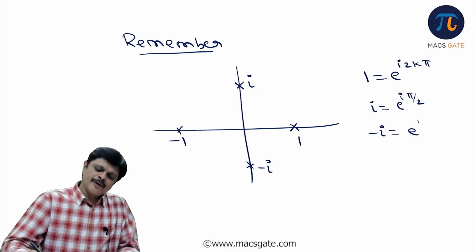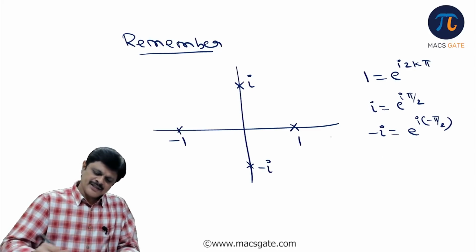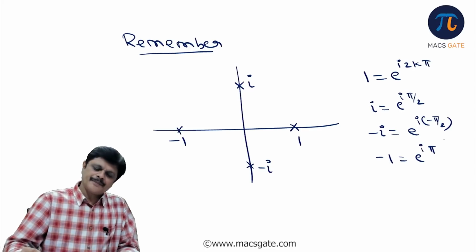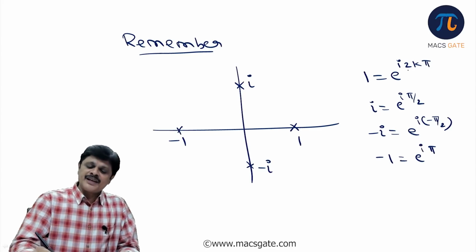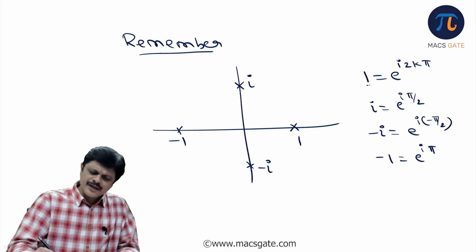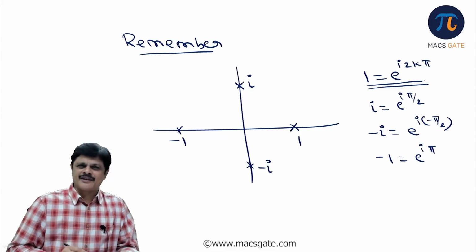Minus i can be written as e power i into minus pi by 2. And minus 1 can be written as e power i pi. See, these are principal arguments. Here actually I have not written the principal argument for 1, because for 1 you can write it in general form only, there is nothing wrong.